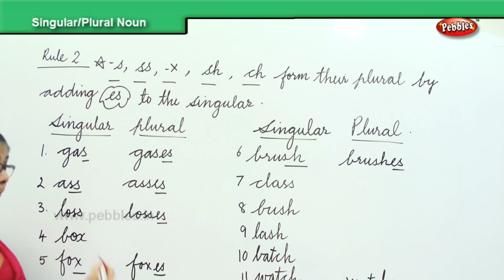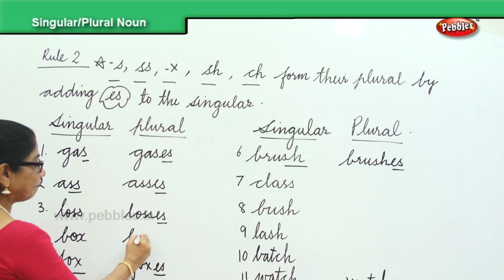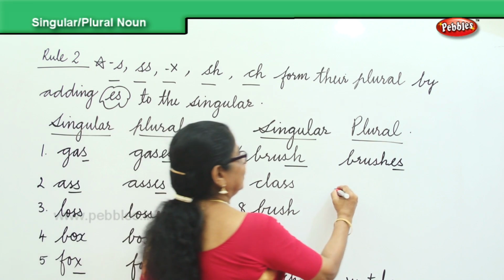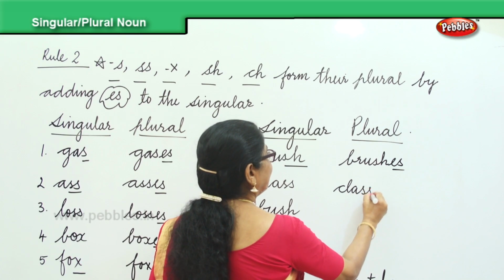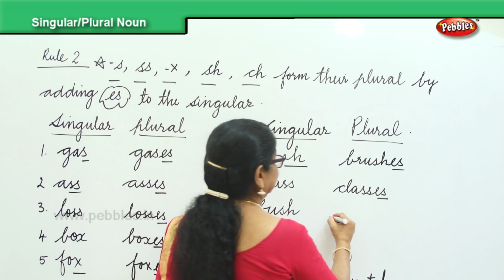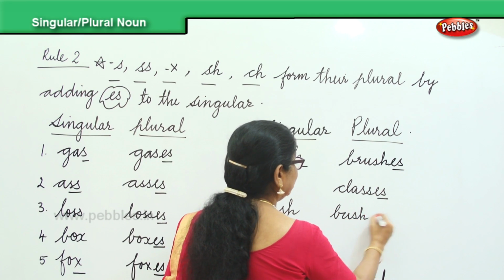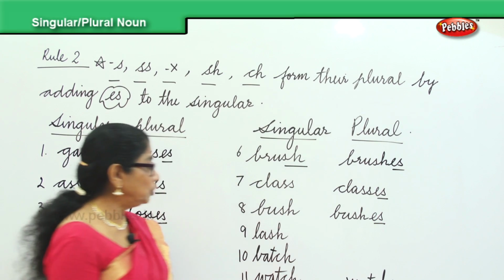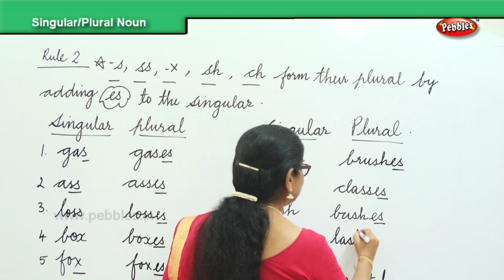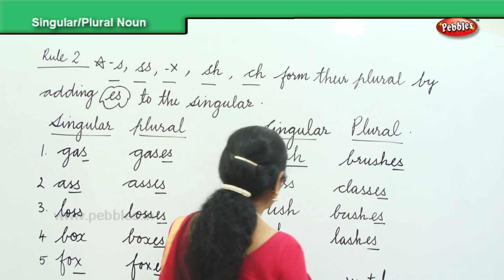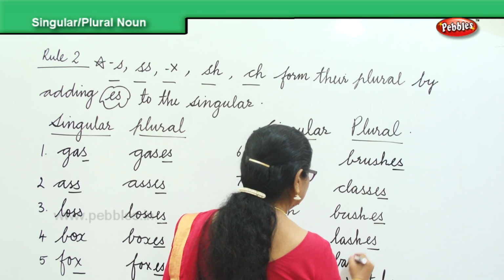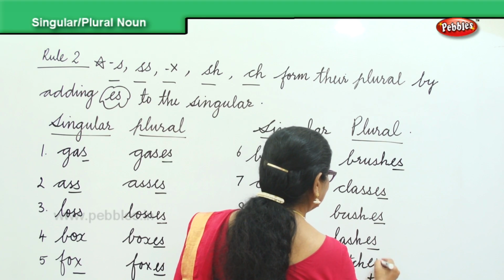We added es. Box, boxes. Class, classes. Bush, bushes. Add es, you have bushes. Lash, lashes. Batch, batches. Batch, and you add es, batches.